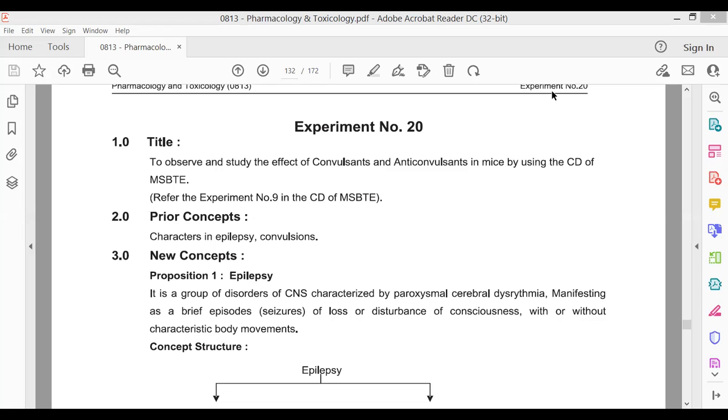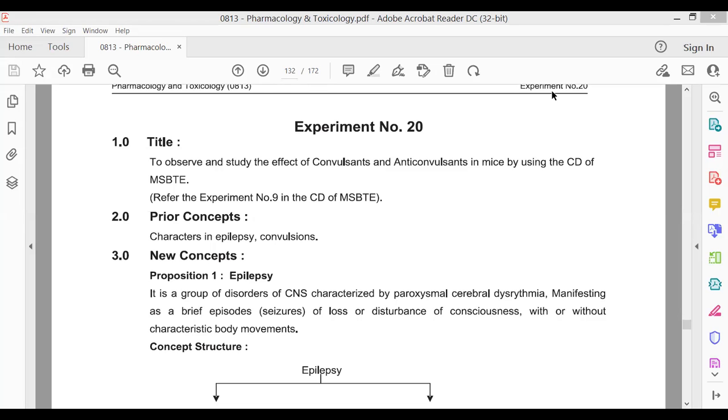We are going to start the next experiment in pharmacology and toxicology, experiment number 20: to observe and study the effect of convulsant and anticonvulsant in mice by using CD of MSBT. The biological name of mice is Mus musculus, in which epilepsy, convulsion, anticonvulsant. This part we have already seen in theory.